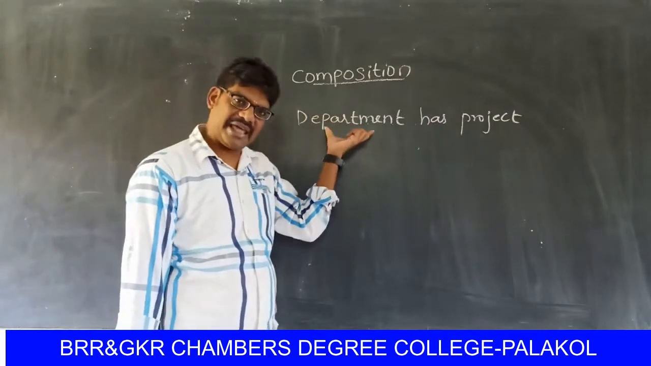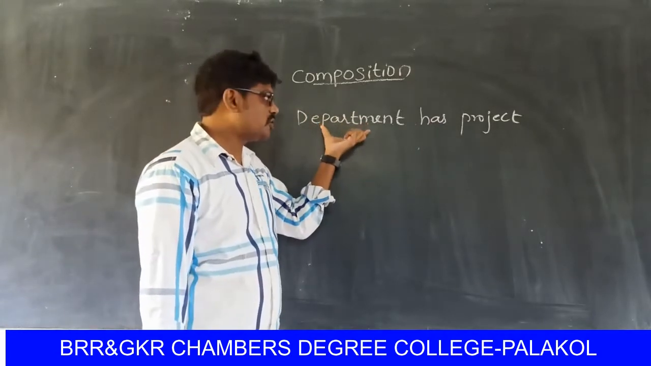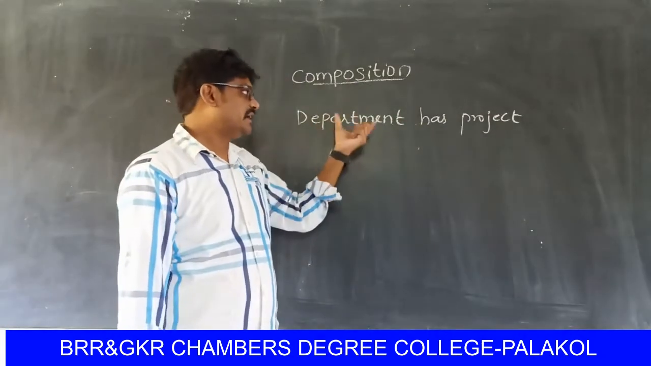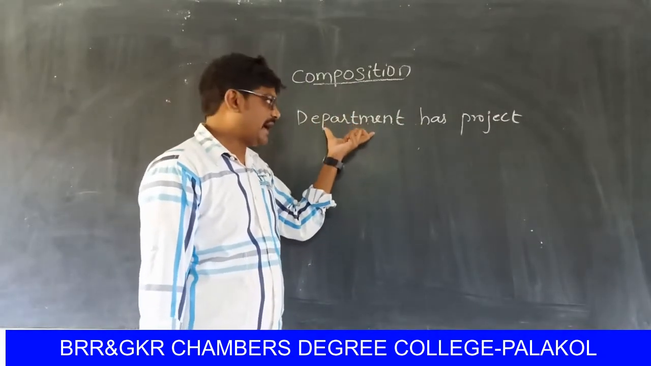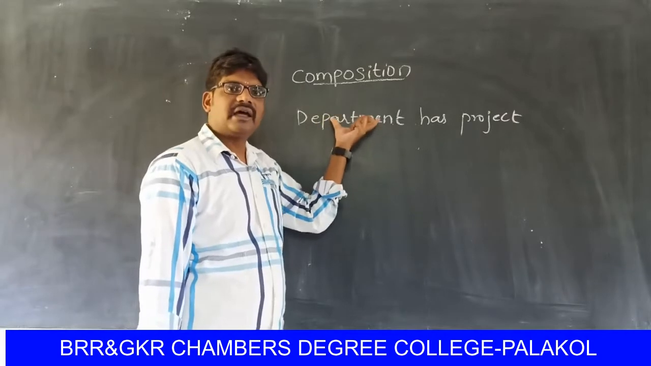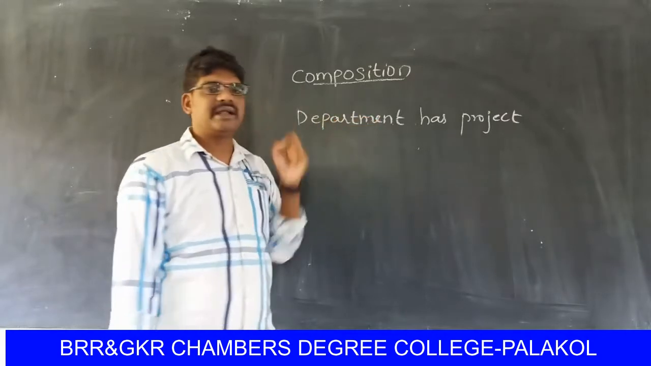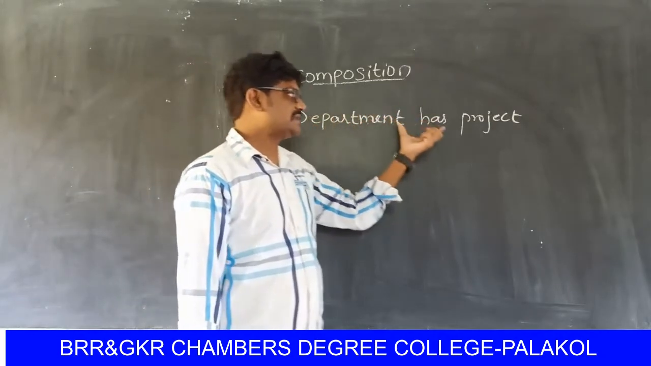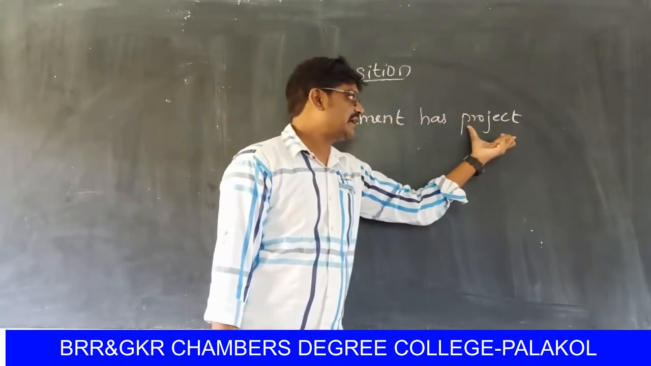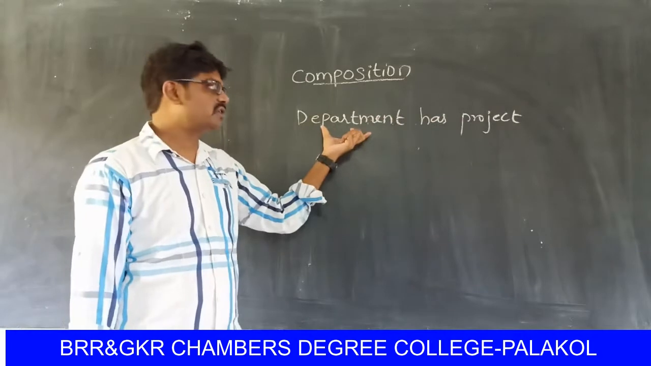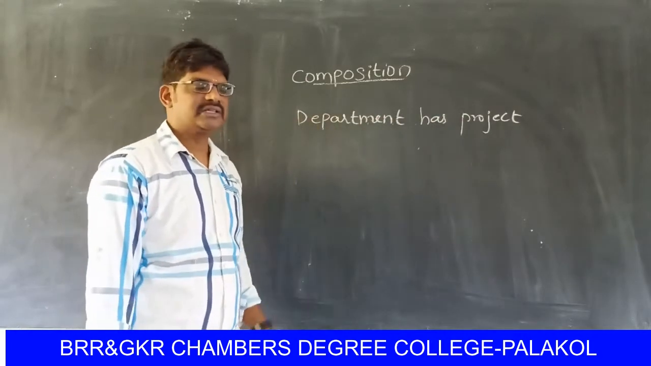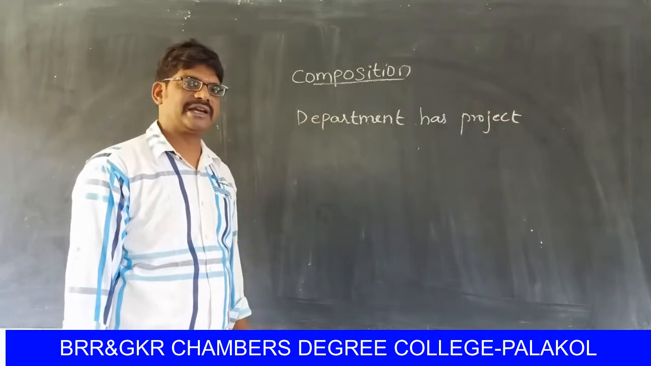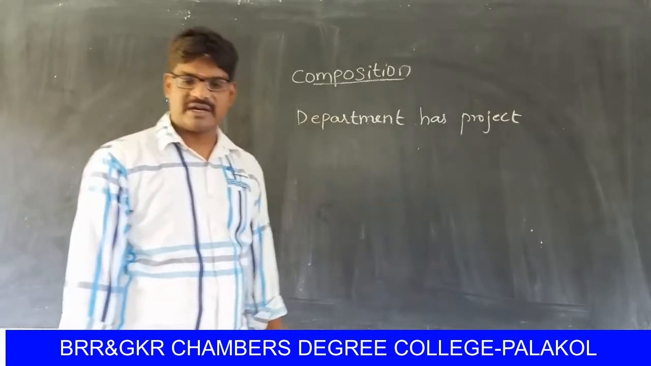Compulsorily it must exist. So if you are doing any project, it must and should activate or be made under the department. So we can maintain the department as project. Here a project cannot be maintained without a department. So this is an example of composition. I hope you are understanding. Next one, advantages.